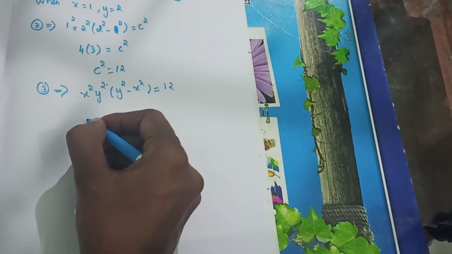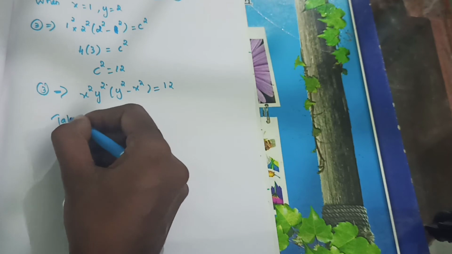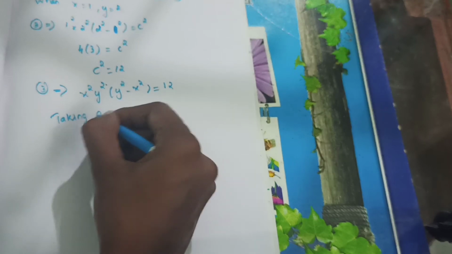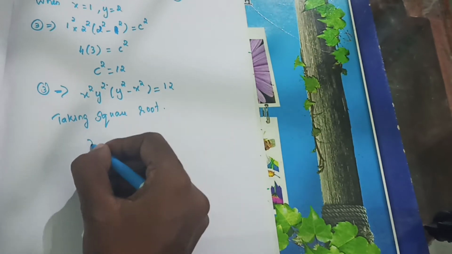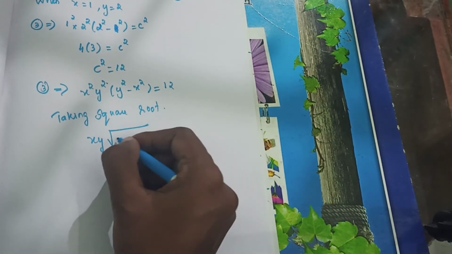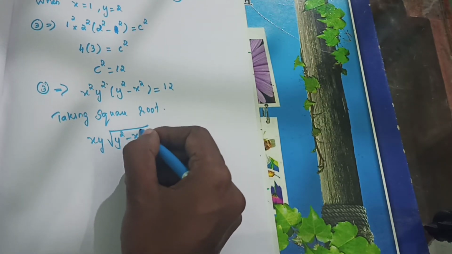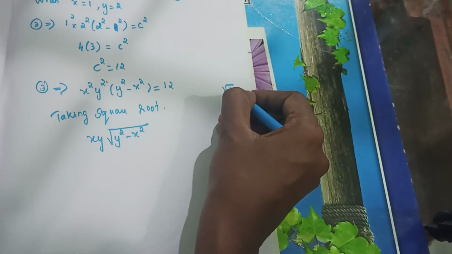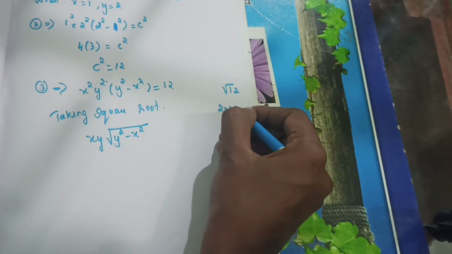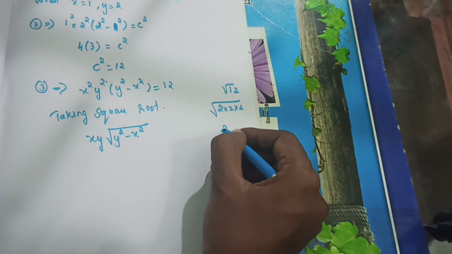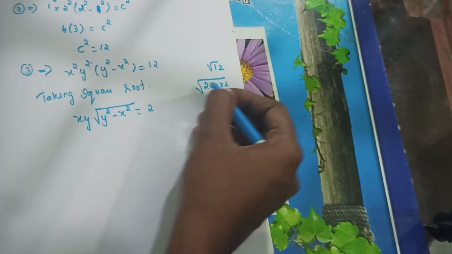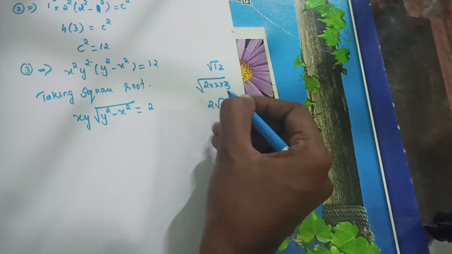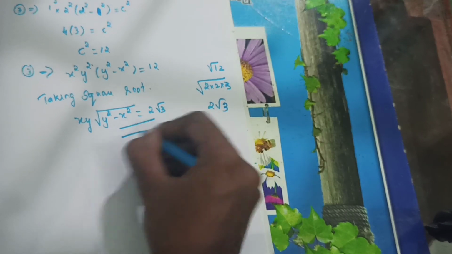If you need you can simplify this, we will take the square root. Taking square root, xy into root of (y square minus x square) equals root 12. For root 12, what's the value? 2 into 2 into 3 inside the square root. So this can be written as 2 root 3. Okay, so 2 root 3. This is the required answer.